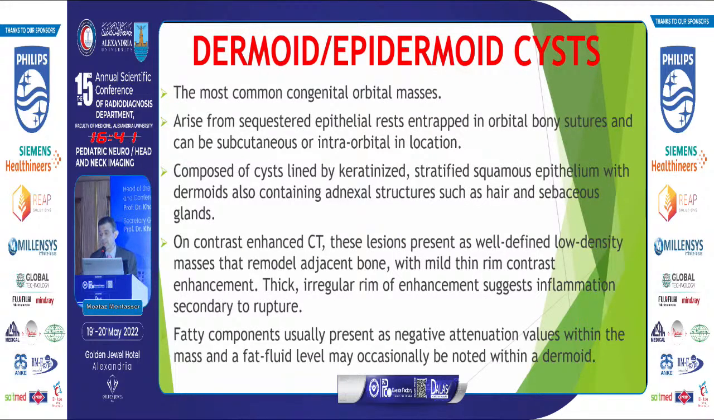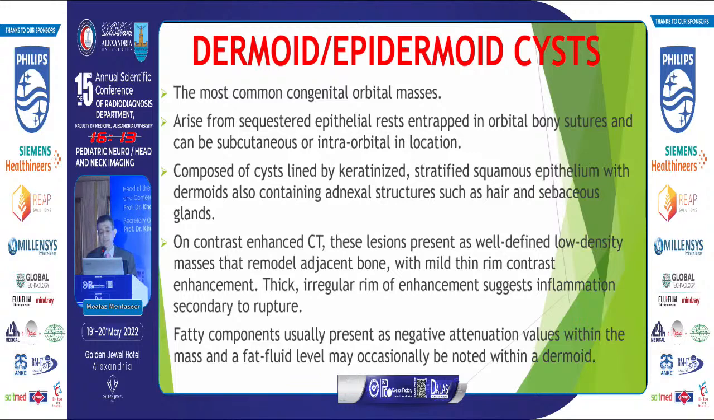Dermoid and epidermoid cysts are the most common congenital orbital masses. They arise from sequestrated epithelial rests at suture lines, or they may occur within the orbit. They are called deep or intraorbital dermoids. They are composed of cysts lined by keratinized stratified squamous epithelium. Dermoids contain adnexal structures such as hair and sebaceous glands.